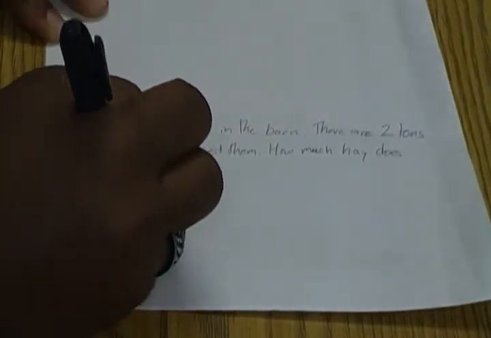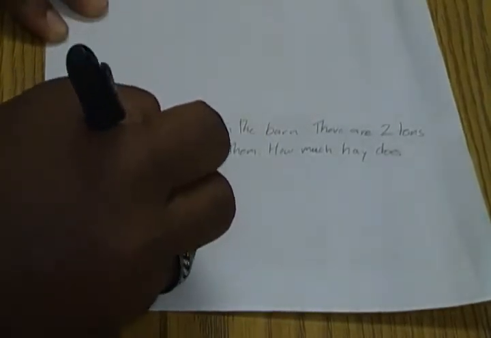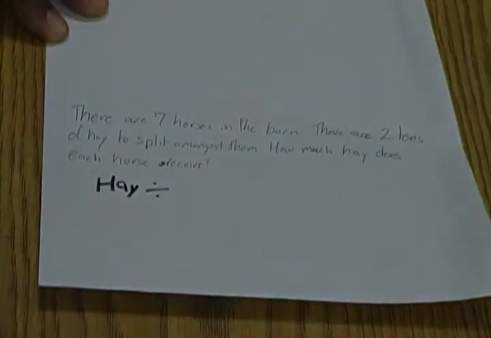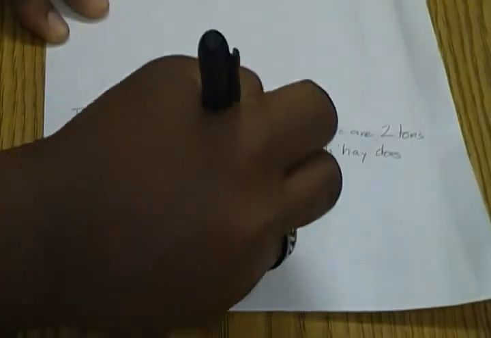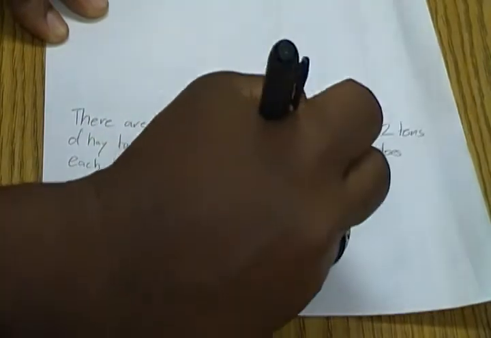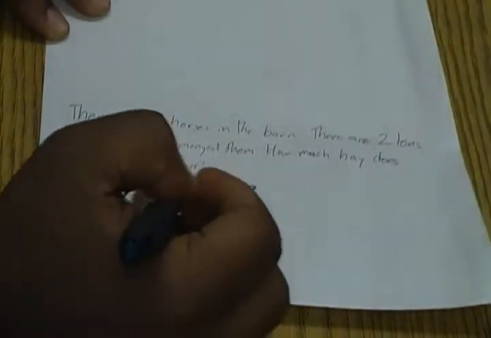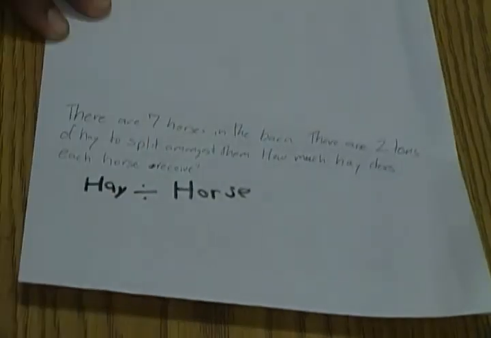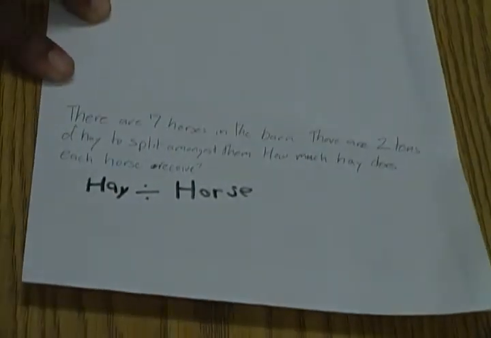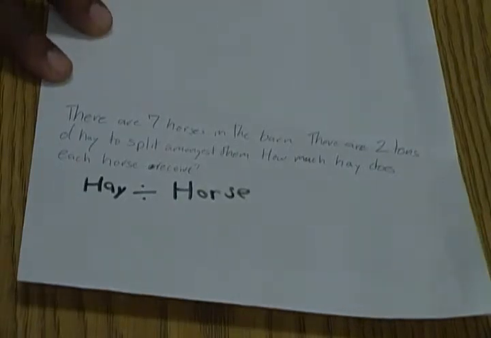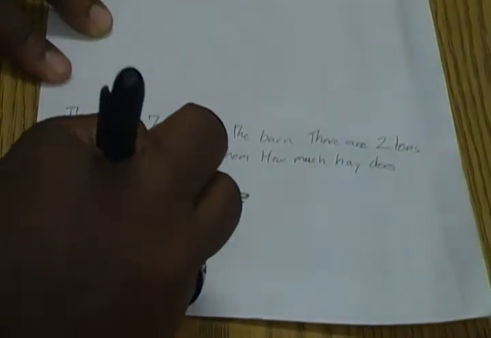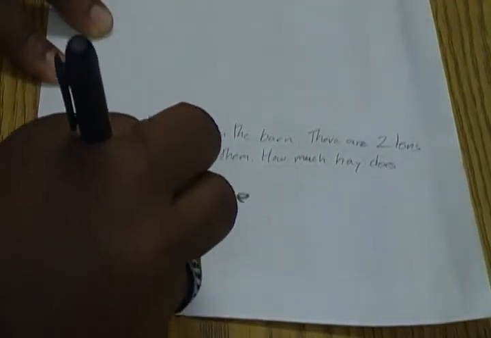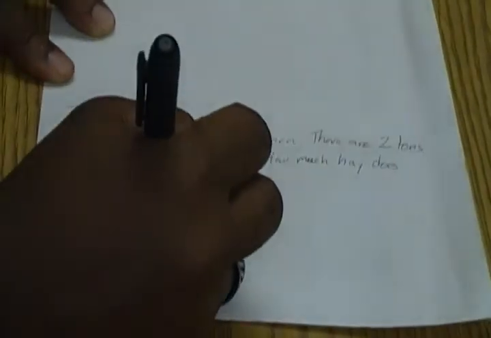So we put hay first, and we're dividing that hay up amongst the horses. As you can see, I'm trying to get them used to writing down what is being divided first. I'm sorry, I'm kind of writing upside down here. In this case, we have our hay and we have our horses. So now we know what's being divided up, we can go ahead and write down the equation. Since we know hay is being divided, that's 2, because it's 2 tons. Divided by the horses, and we have 7 horses.